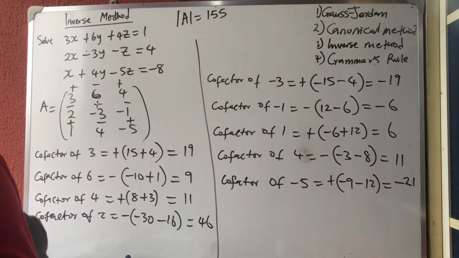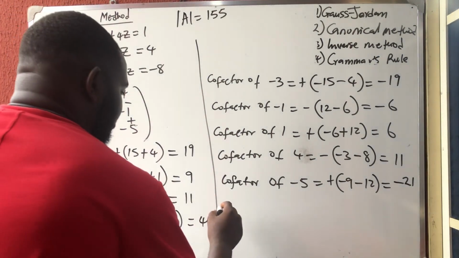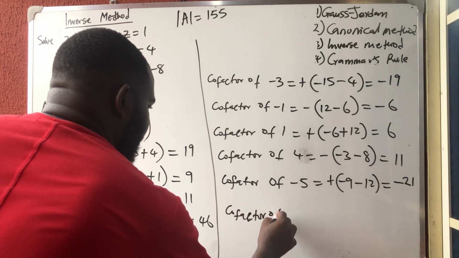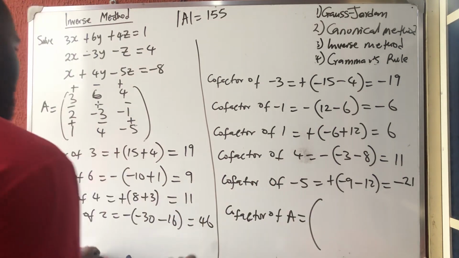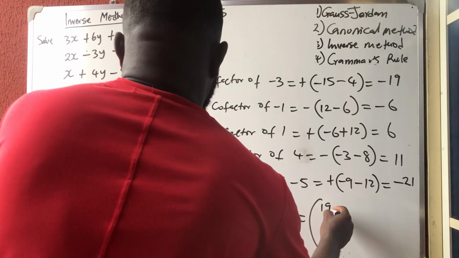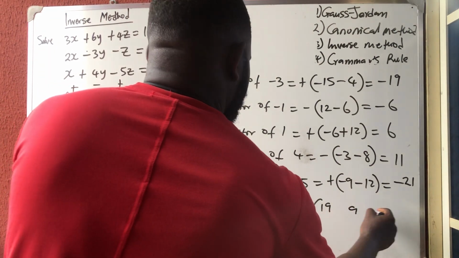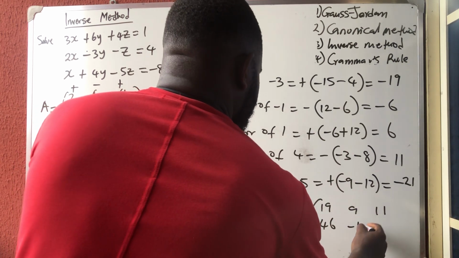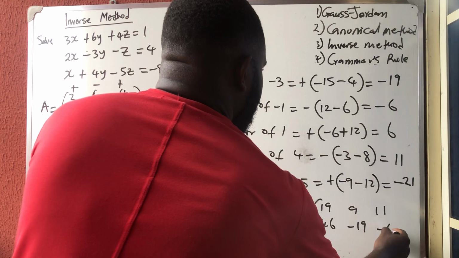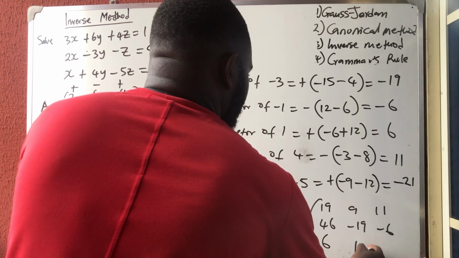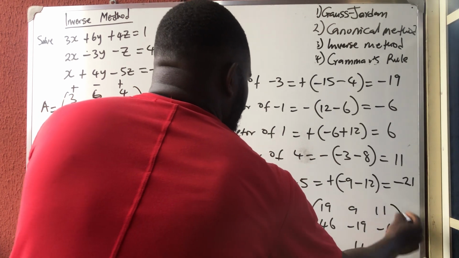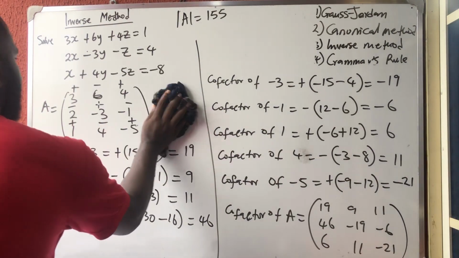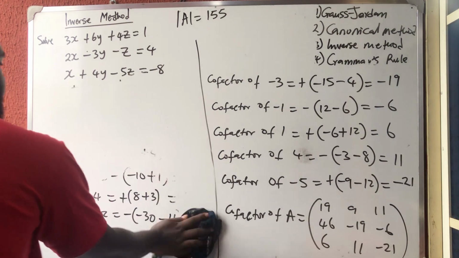Okay, so now the cofactor of matrix A will now be 19 9 11, 46 minus 19 minus 6, 6 11 minus 21. Okay, so after getting the cofactor of the matrix, the next thing you need to get is the adjoint of the matrix.